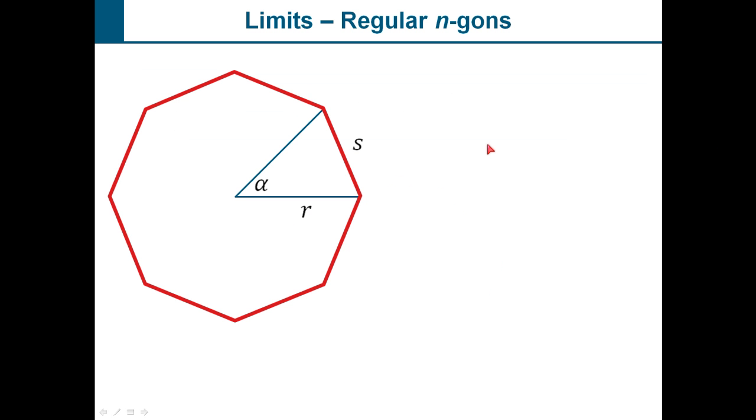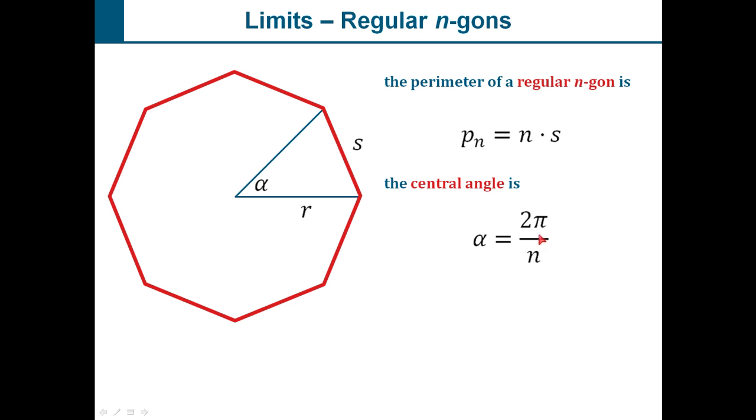Let's consider the general regular polygon. We will denote by S the side length, by alpha the central angle, and by r the length of the radius. With this notation, the perimeter of the polygon is given by the number of sides that multiplies the length of each side. Moreover, the central angle is equal to 2 pi divided by n.